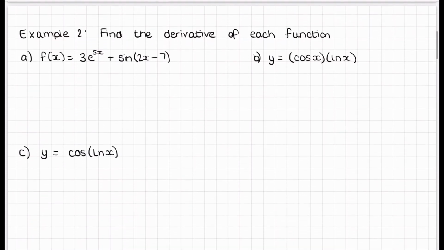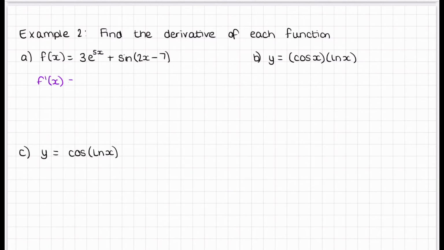Example 2, find the derivative of each of the functions. So first of all, we've got 3 e to the power of 5x plus sine 2x minus 7. Plus means we could just do each section separately, and these will both be chain rules, so we just need to try and start using our chain rule a bit more fluidly if we can.